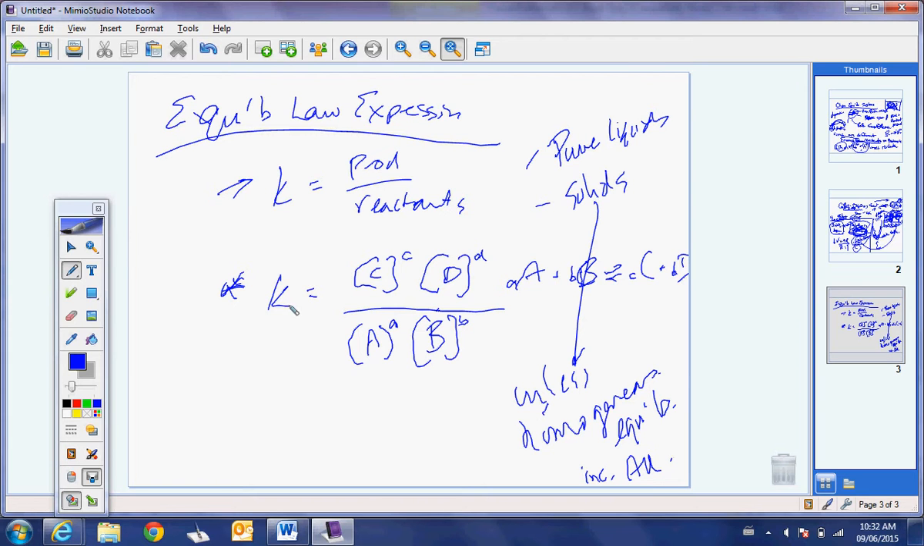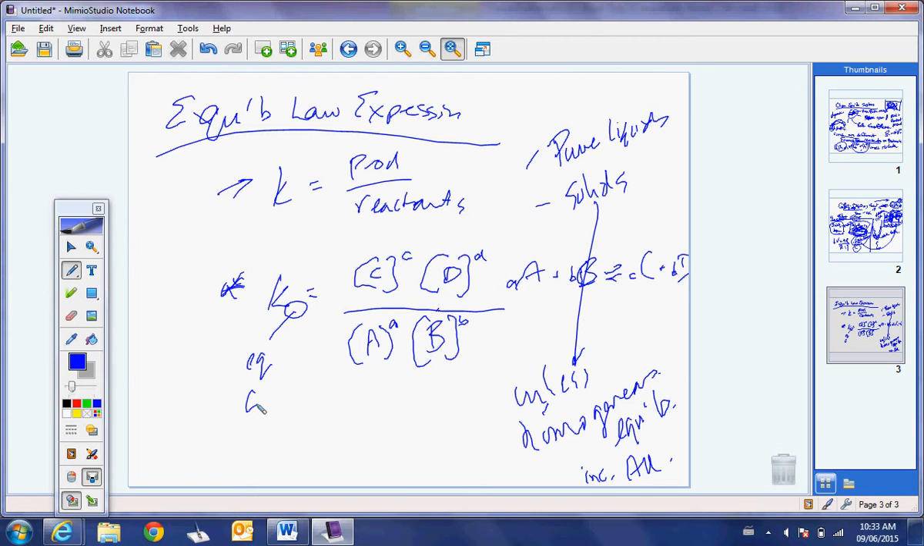There are little subscripts that can go there. We've seen two of them. What are they? Keq and Kc. They're exactly the same thing. Don't get confused. Anything else about equilibrium law expressions?